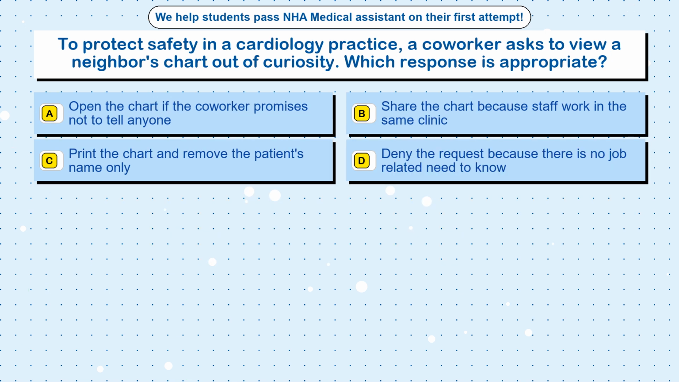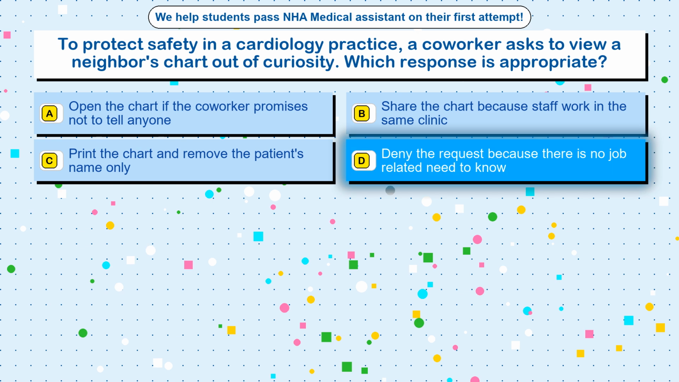Question 11. To protect safety in a cardiology practice, a coworker asks to view a neighbor's chart out of curiosity. Which response is appropriate? Option A. Open the chart if the coworker promises not to tell anyone. Option B. Share the chart because staff work in the same clinic. Option C. Print the chart and remove the patient's name only. Option D. Deny the request because there is no job-related need to know.